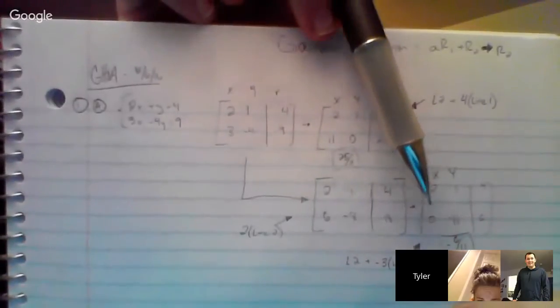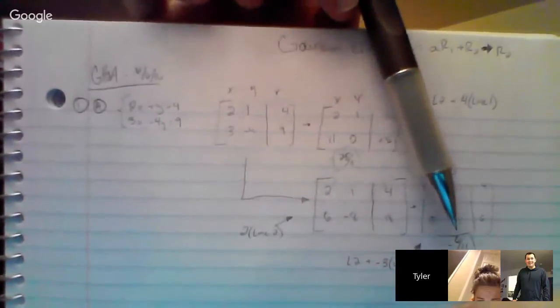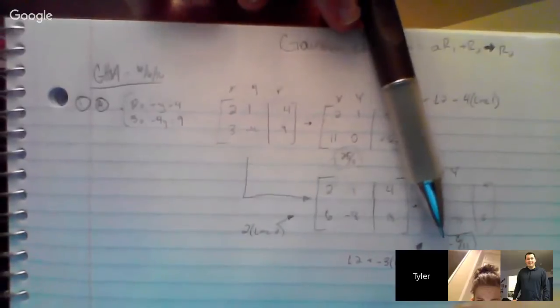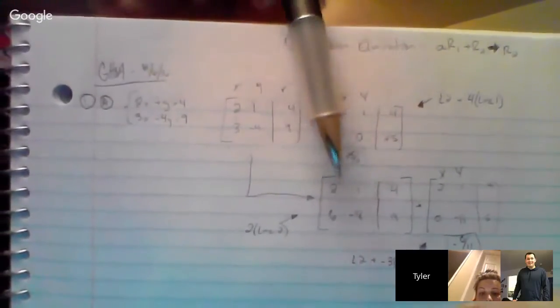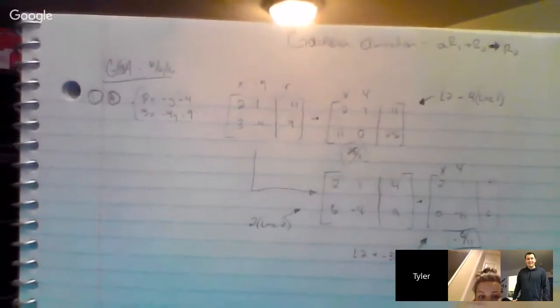And then in this one, we're just solving for y. So we get that negative 6 over 11 equals y. So we're just solving for the variables. I just didn't finish writing that out. Oh, that makes a lot more sense.